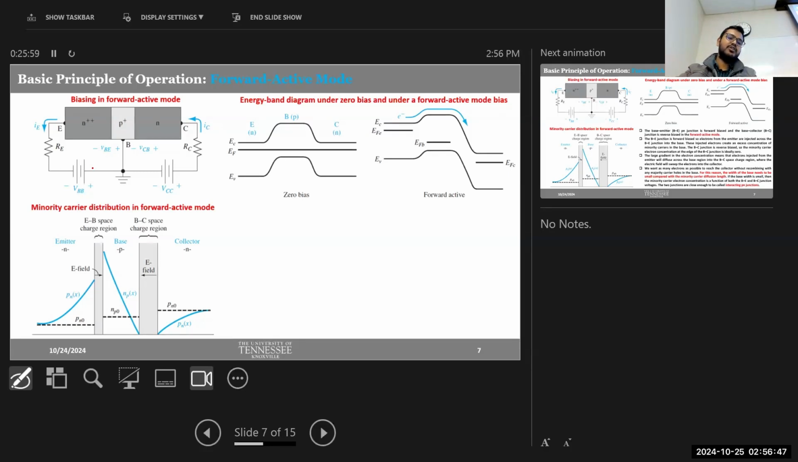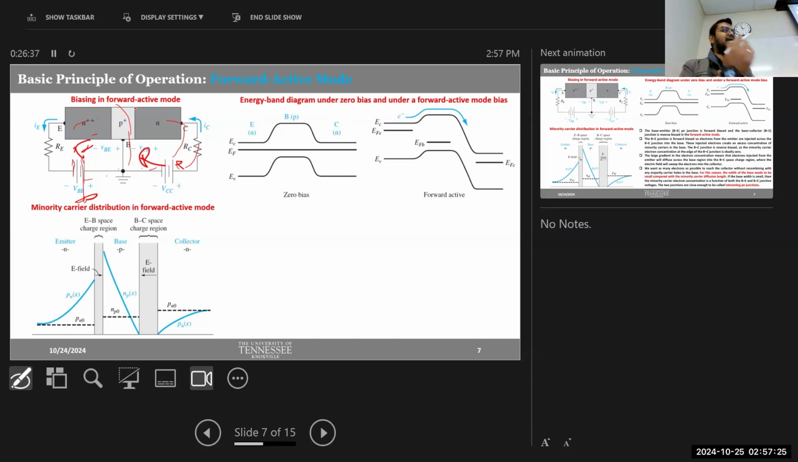But here we'll only learn about this forward active mode, where, as I have explained, this EB junction will be forward biased and this BC junction will be reverse biased. This is the forward active mode here. If you look at this biasing condition, to make this EB junction forward, we are connecting negative to the N-type material and positive to the P-type material. Similarly, to make this reverse, we are connecting positive terminal to this N-type material and negative terminal to this P-type material. So this is our biasing to make sure that this EB junction is forward and BC junction is reverse. Okay, so this is our forward active mode.